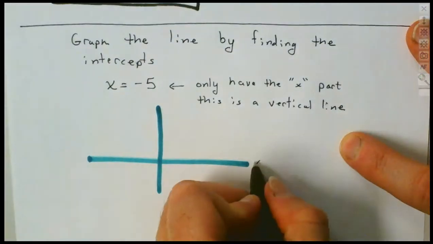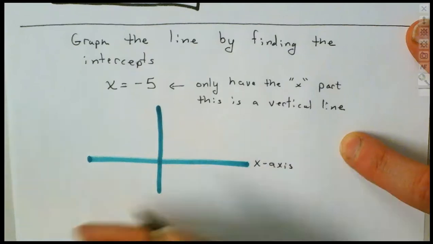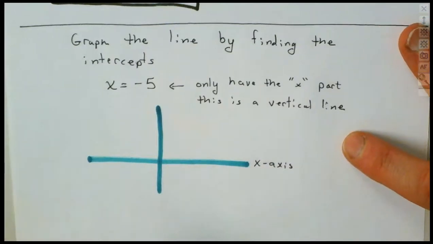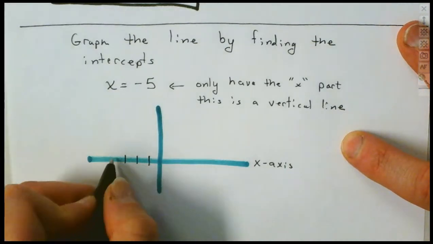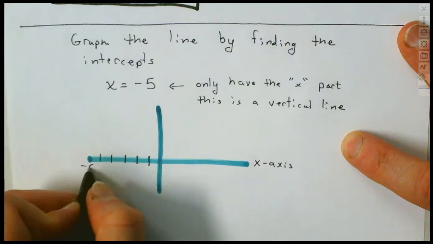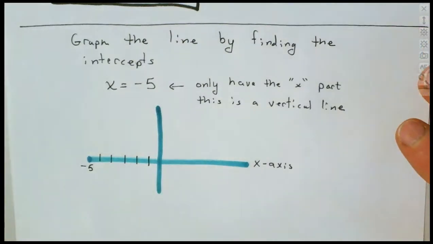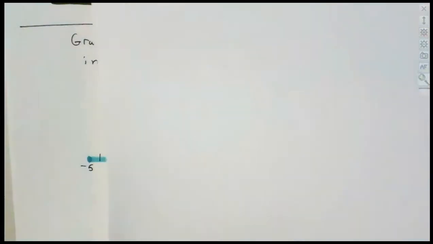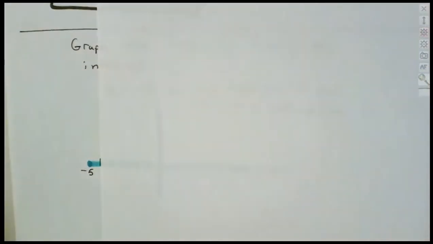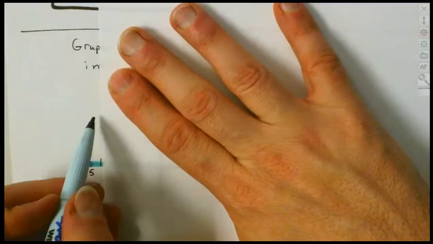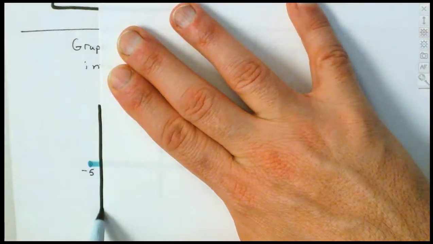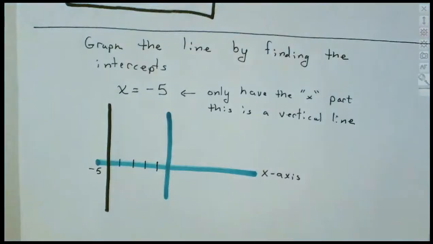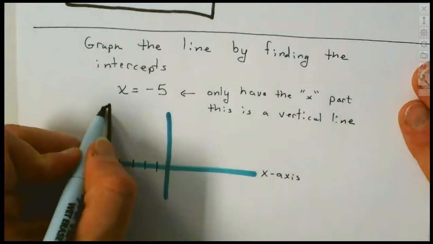This is our x-axis. And so we want x equals negative 5. So that's going to have to be back 5 units. So 1, 2, 3, 4, 5 units back. We know it has to be a vertical line because all we have is the x part. So x only lines are vertical, y only lines are horizontal. And if you have both an x and a y, it's always going to be some kind of diagonal. This is going to be our vertical line here.